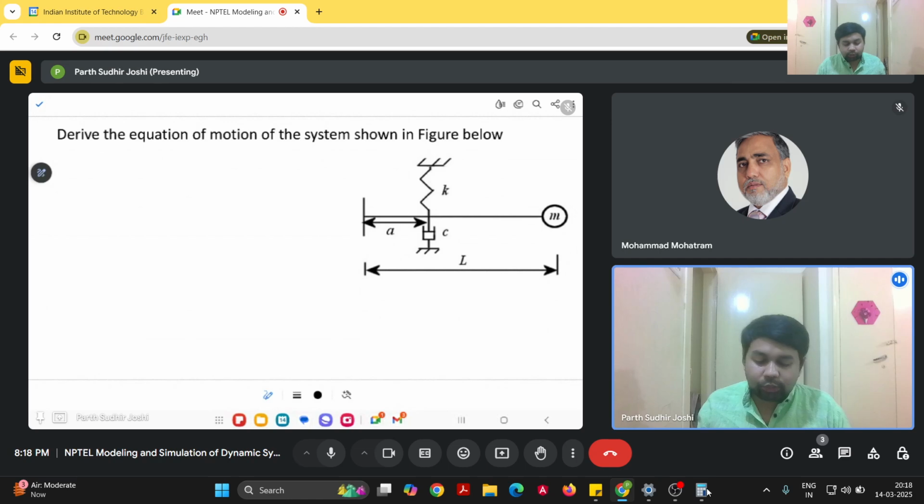Since this is a mechanical system, we'll use the same approach here: draw the free body diagram and then show the forces. Here this thing is hinged, so we'll assume that this is a hinge. Then this mass is moving up and down.